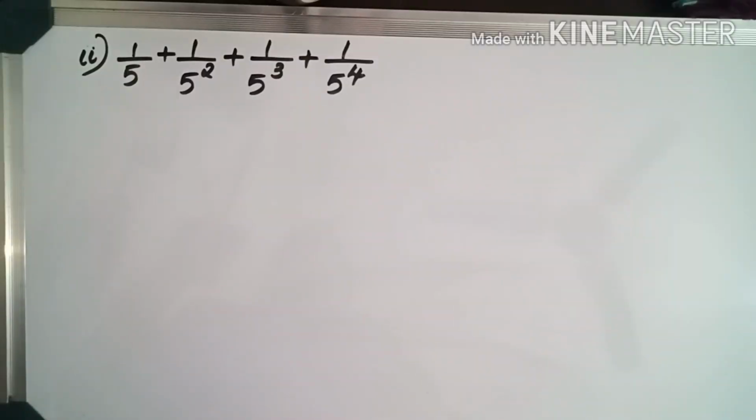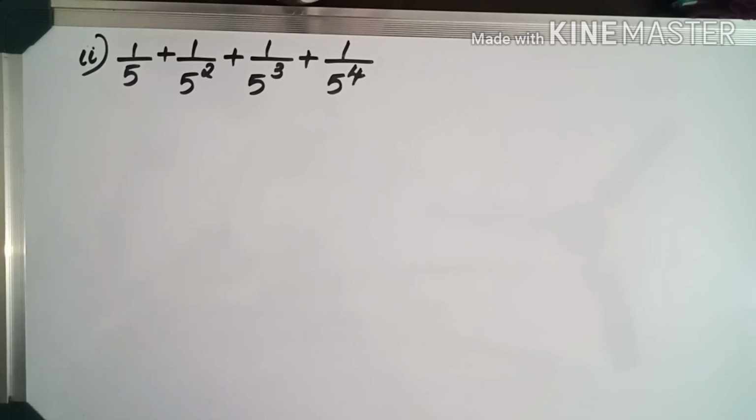Next is the second sub question. 1 by 5 plus 1 by 5 square plus 1 by 5 cube plus 1 by 5 raised to 4. Here also we need to find the sum and then the decimal form. So here it is given in the form of powers. That means 5, then 5 square, 5 cube, 5 raised to 4.